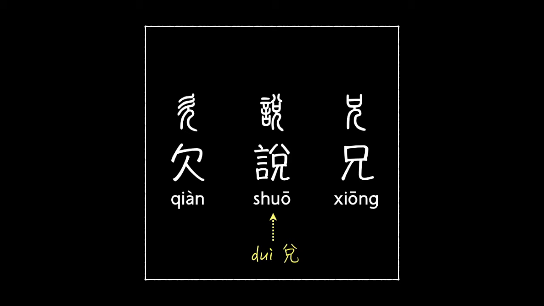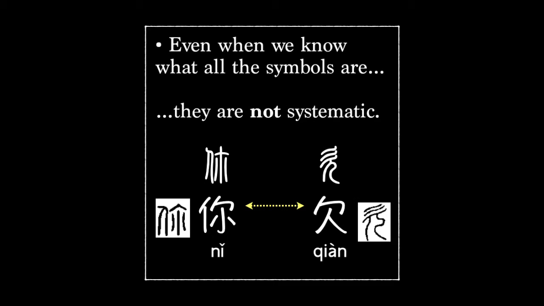And if you haven't already memorized this kind of etymological analysis of the radicals, you wouldn't be able to make the link from the character that's on the left hand of the screen to the character that's on the right hand of the screen. Let alone the one that's halfway in the middle. But actually, all of these are different ways to depict an open mouth on legs, which is, of course, alluding to a human form and a certain type of action. So, even when we know what all the symbols are, they are not systematic.